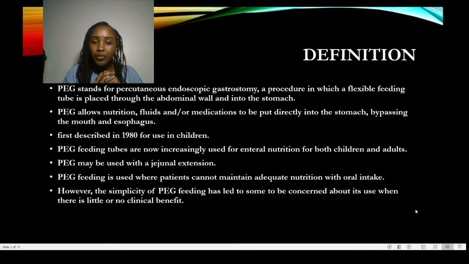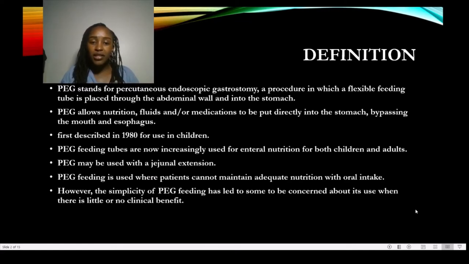PEG feeding tubes are now increasingly used for enteral nutrition for both children and adults, and it may be used with a jejunal extension. So it can be put into the area called the jejunum, which is part of the small intestine, or it can actually go directly into the stomach, and that is going to be called a gastrostomy tube.